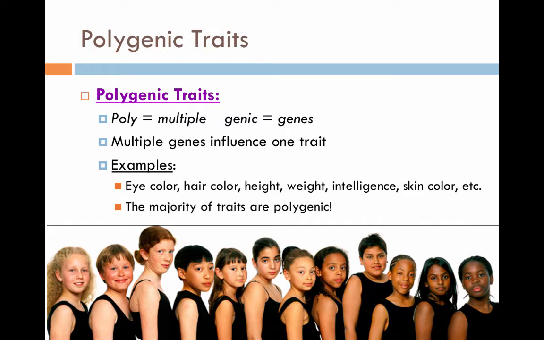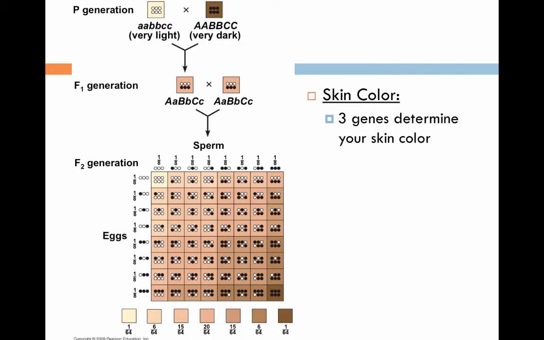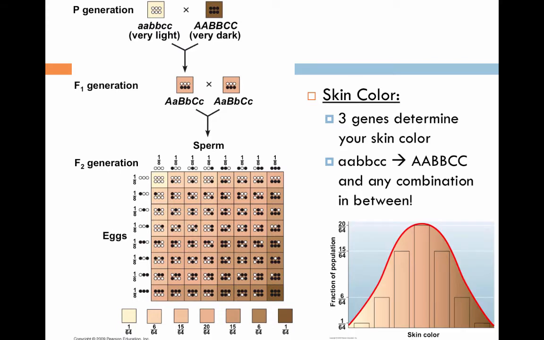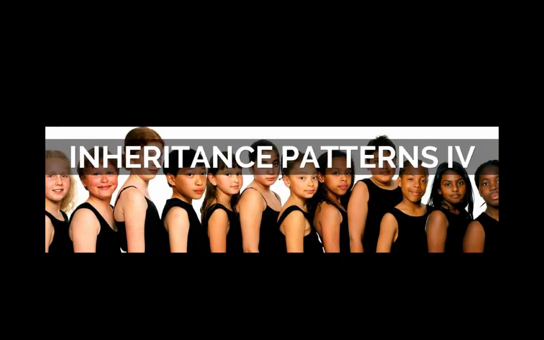The most common example of polygenic traits, of which there are a lot in the human population, is skin color. There are actually 3 genes that determine your skin color: the A gene, the B gene, and the C gene. And the combination of all the A alleles, B alleles, and C alleles determine what your skin color is. Look around your neighborhood, look around the school. People aren't just either pale or dark. There's a wide range of skin colors, and that's because there are multiple genes that affect skin color. It's a polygenic trait.